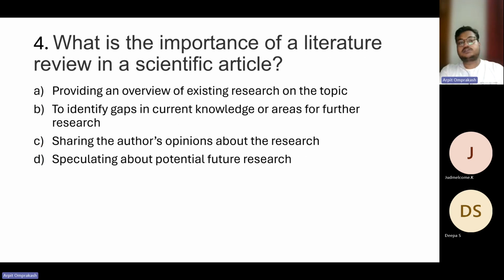The next question is, what is the importance of a literature review in a scientific article? A, providing an overview of existing research on the topic. B, to identify gaps in current knowledge or areas for further research. C, sharing the author's opinions about the research. And D, speculating about potential future research. We talked about this. What do you think is the answer for this?